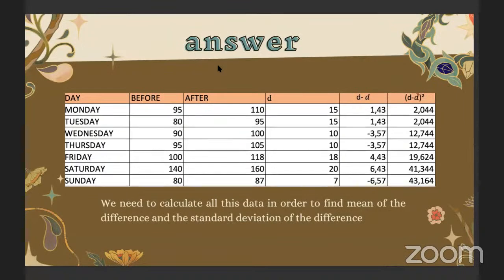And then here's the data. The difference between the before and after on Monday is 15. We just see the difference. We can subtract or calculate it. And then D minus the mean becomes 1.43. And then in the last column, we're going to square it until it equals 2.044 and so on until Sunday.